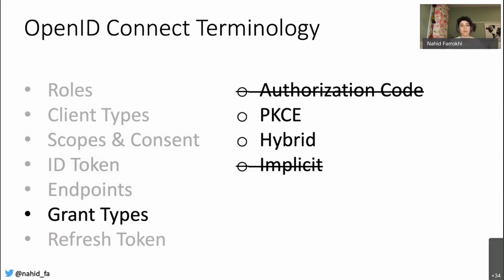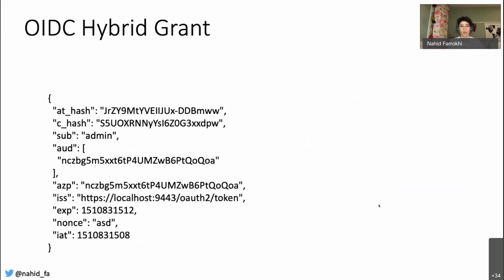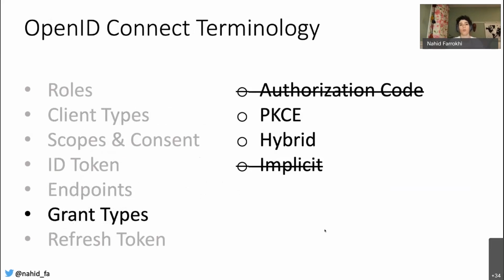But PKCE and hybrid are the ones that are safe. So I'm going to quickly go through the hybrid one. On hybrid grant, PKCE is exactly like how we described that, right? The only difference about PKCE is that we are actually sending the OpenID scope as well to the authorization server or OpenID provider.